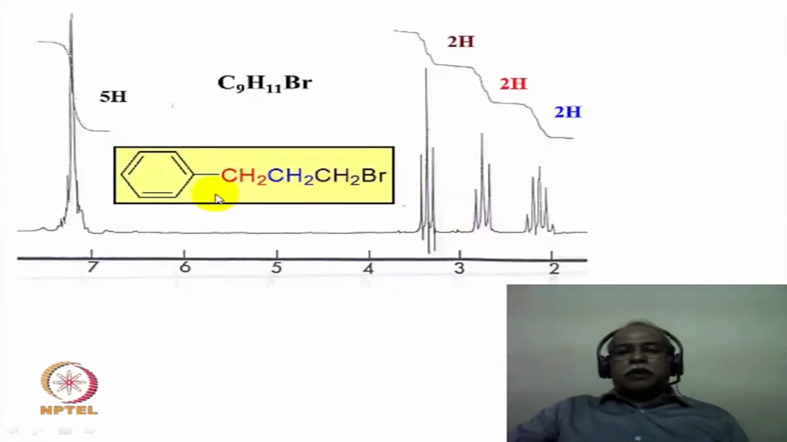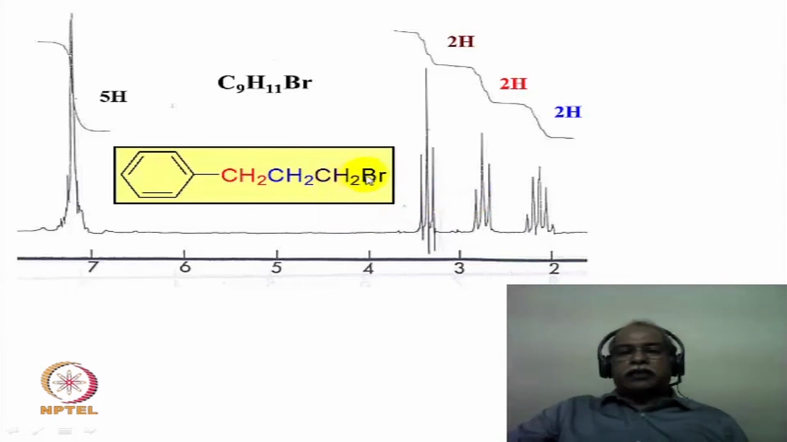This is a molecule with CH2, CH2, CH2Br. So that means this CH2, which is the blue CH2, has 4 coupling partners. So it should be a quintet, and you do see a quintet here. 1, 2, 3, 4, 5 line intensity is what you are seeing here. The other CH2 simply appears as a triplet, because of 2 neighboring hydrogens. This is also a triplet because of 2 neighboring hydrogens. The 2 triplets are seen.